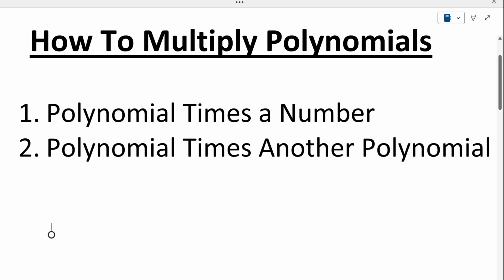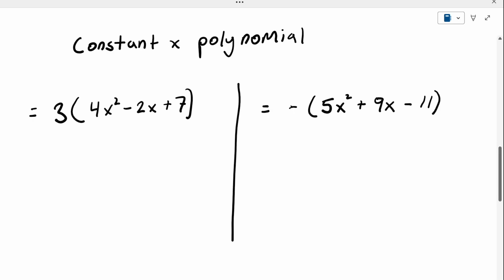In this video we're going to cover how to multiply a polynomial by a constant number and how to multiply two polynomials together. Let's start off with a constant number times a polynomial. In our first example we can see 3 times the polynomial 4x squared minus 2x plus 7.